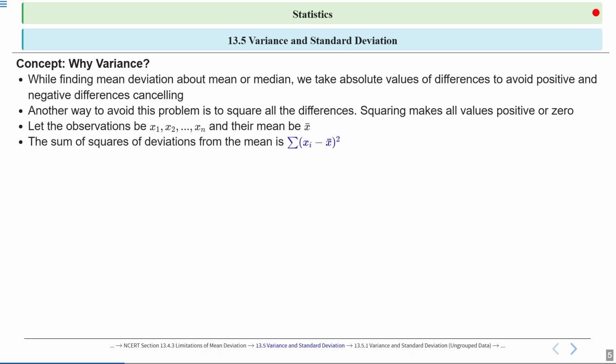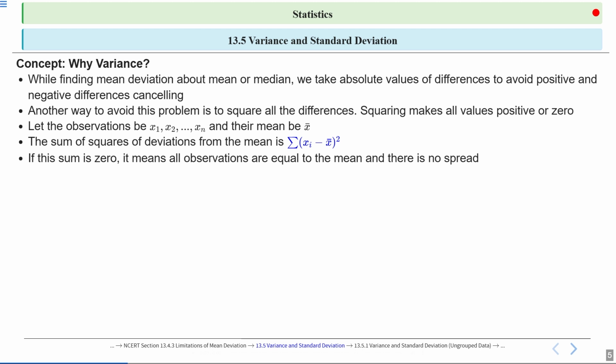The next step is to look at the sum of the squared deviations from the mean. This is written as the summation of (xi minus x bar) whole squared, where we subtract the mean from each observation, square the result, and then add them all up. This sum tells us how much the values deviate from the mean overall. Remember, squaring makes all the differences positive.